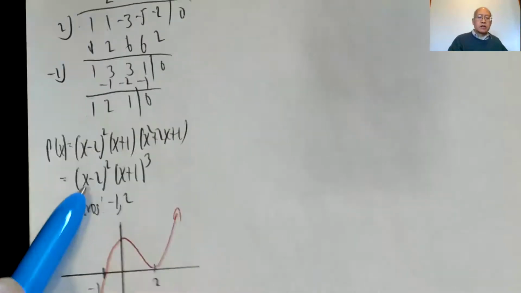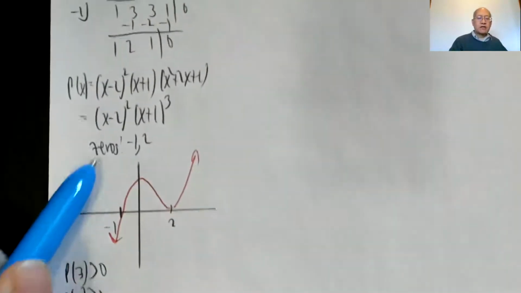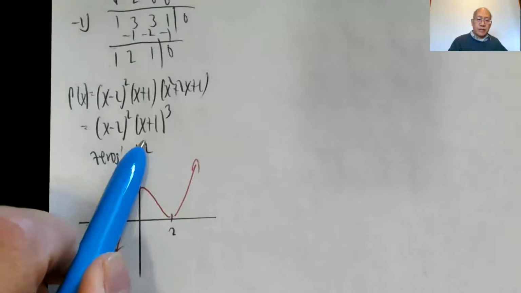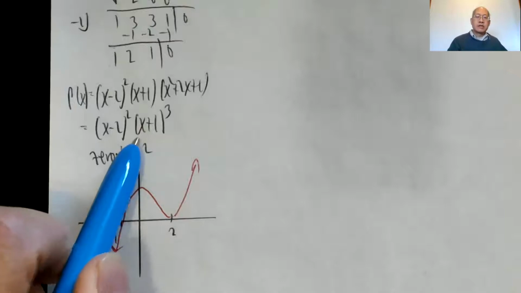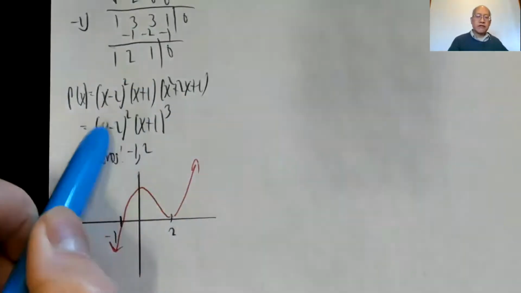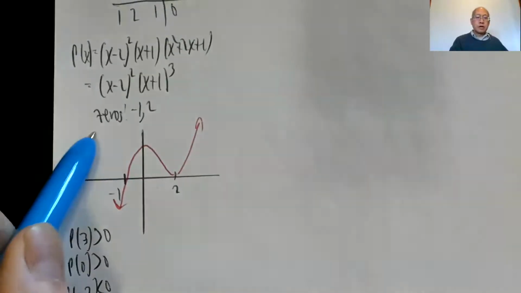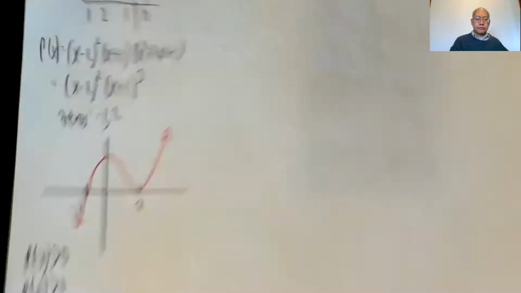Combine it with that. So the complete factorization of this is, it's fifth degree, so I need 5 factors. Here we are, x minus 2 squared, x plus 1 cubed. That's 5. This is x minus 2, x minus 2, x plus 1, x plus 1, x plus 1. So if you multiply it all out, you have x to the 5th, and then something with x to the 4th and 3rd, and so on. Okay, so the zeros are negative 1 and 2.